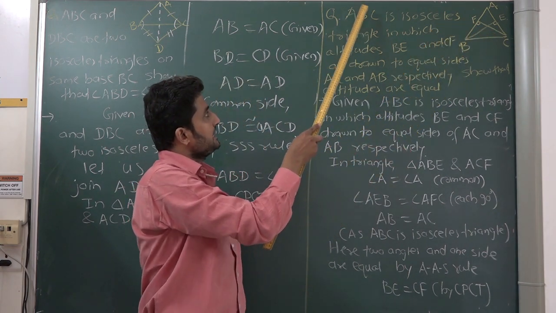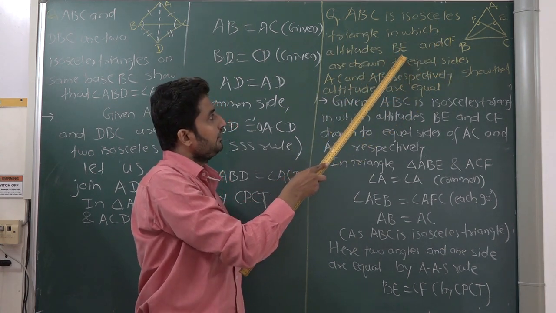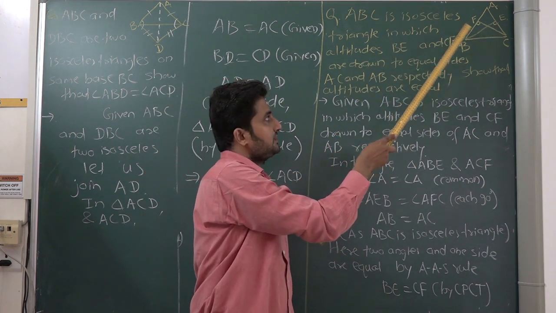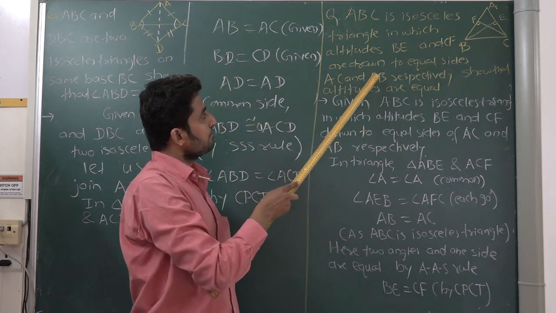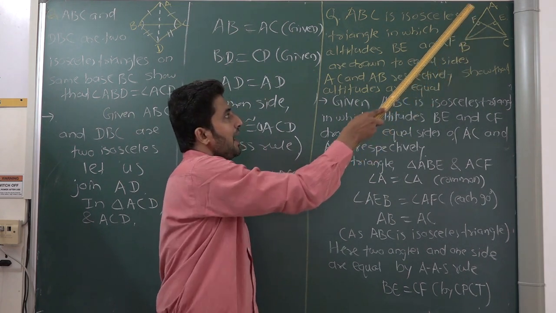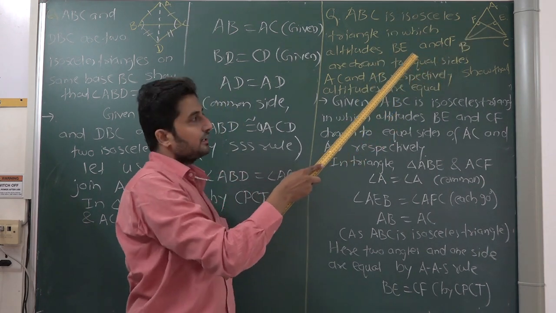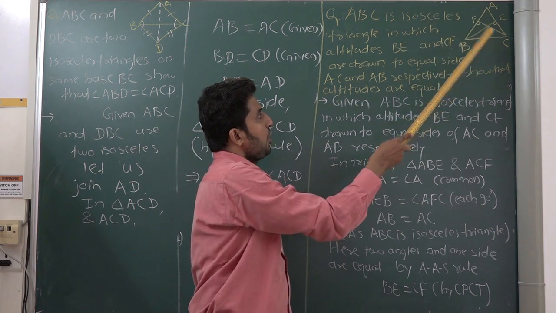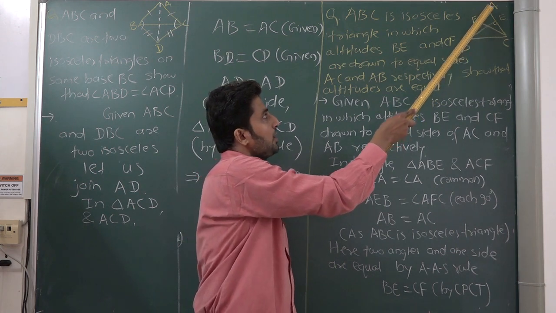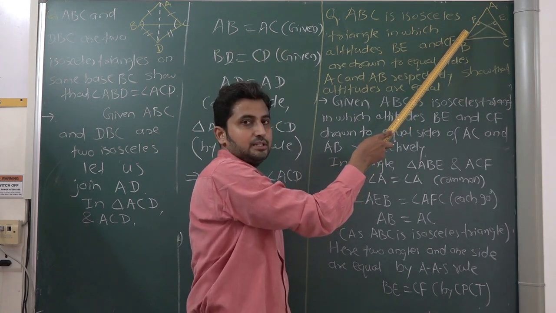Now dear students, as it is given, ABC is an isosceles triangle. Next, altitudes BE and CF are also given, and these altitudes are drawn onto the equal sides AB and AC respectively. That is given, right? So as it is an isosceles triangle, the sides are equal, AB equal AC. On these equal sides the altitudes are drawn, right? Means on side AC, BE is drawn, and on side AB, CF is drawn.